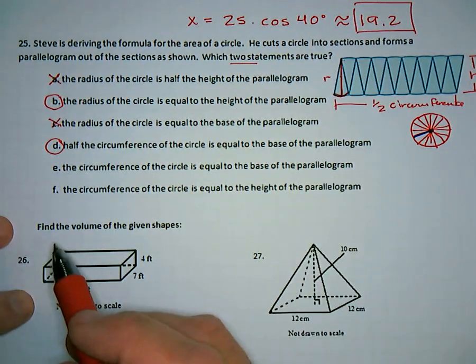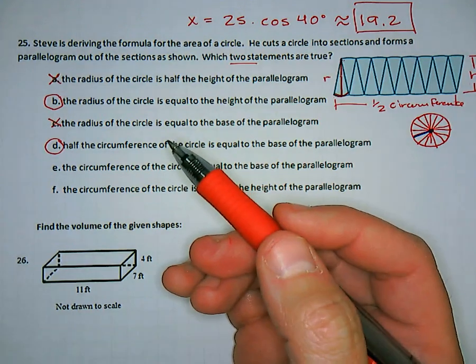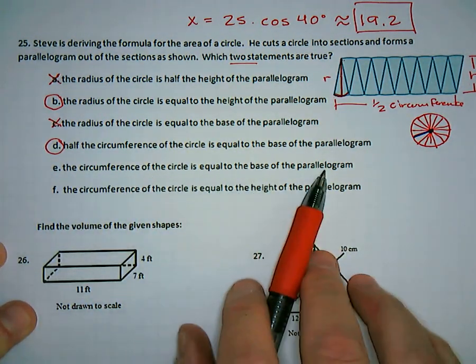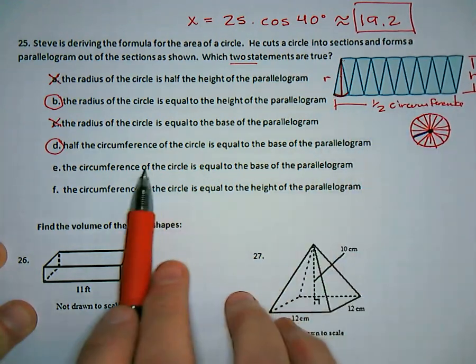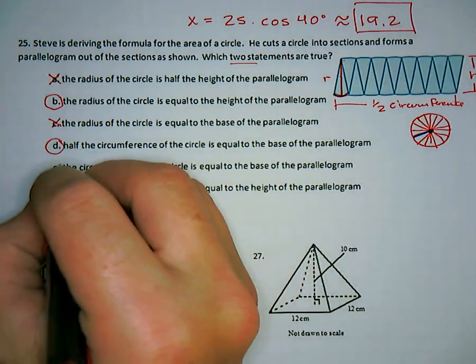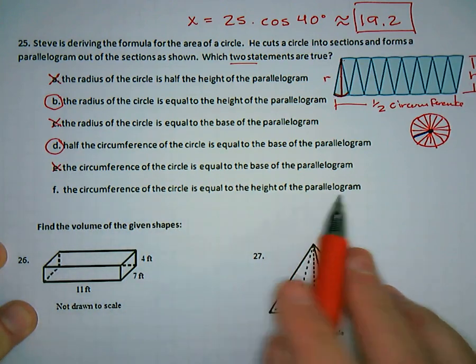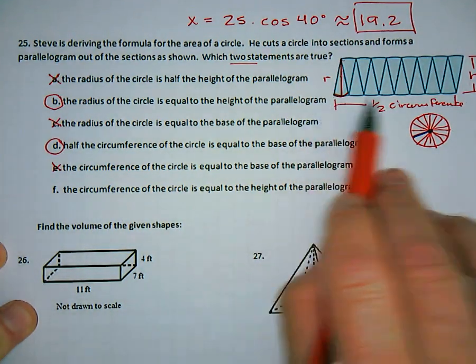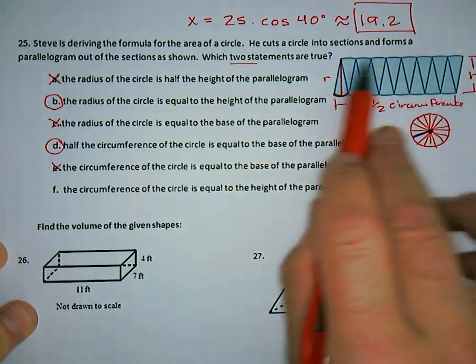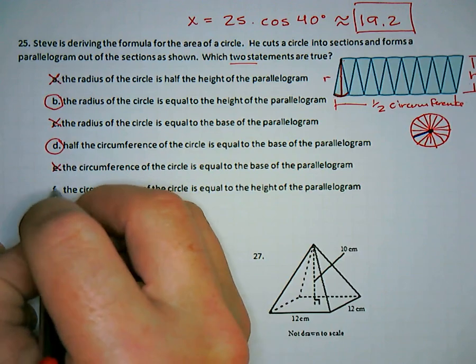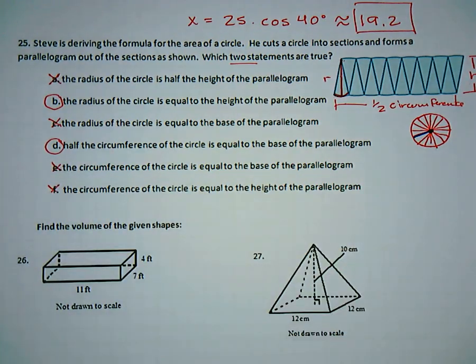Well, they only told us to choose two, so E and F have to be wrong, but let's just double check. The circumference of the circle is equal to the base. Well, the base is half the circumference, not a full circumference. So that's why that one's false. And the circumference of the circle is equal to the height. Well, the circumference would be this and that. There's no way these two added together can be equal to the height of the parallelogram. That wouldn't even make sense at all. So those are definitely incorrect. So that's why it's going to be B and D on those.